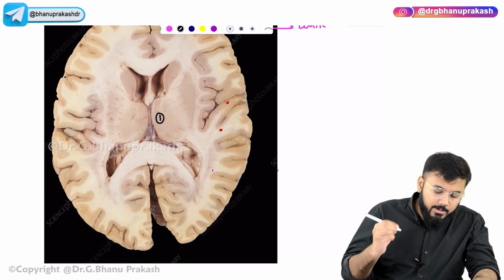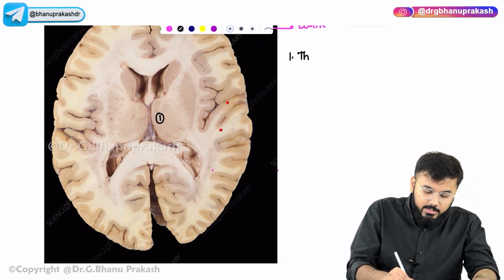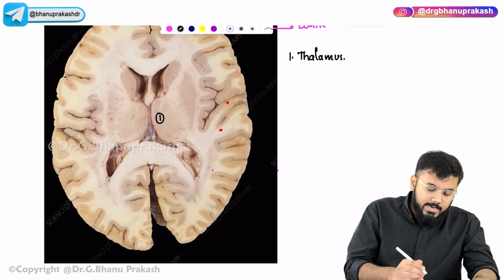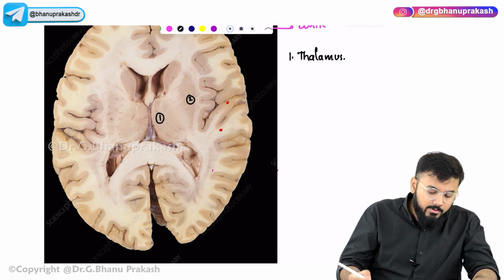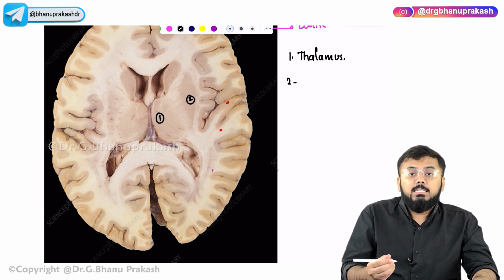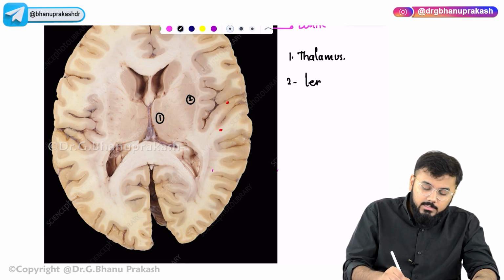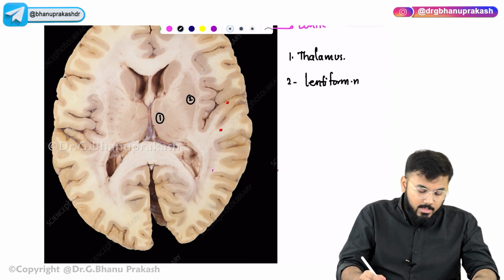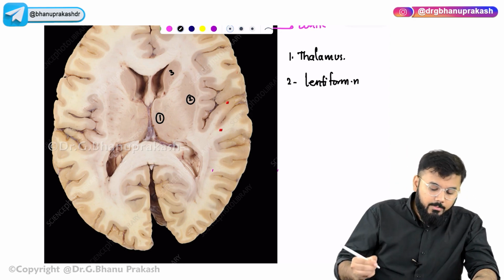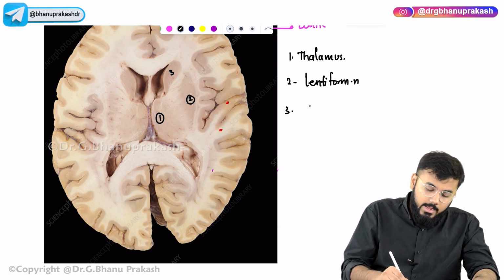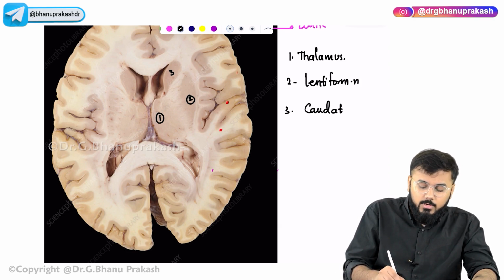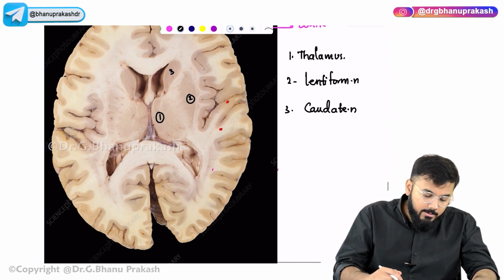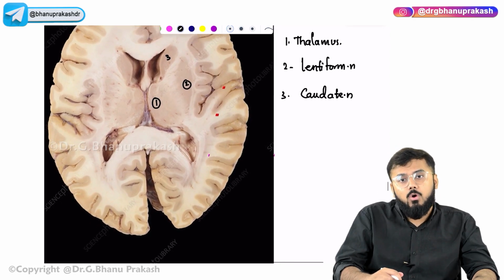Let me write down the numbers. The first number which I am writing over here is your thalamus. Just side to the thalamus, number 2, whatever I am writing over here, this is called your lentiform nucleus. Next, number 3, whatever I am writing over here, this is called your caudate nucleus. So 3 important nuclei are covered. One is thalamus, another one is lentiform, another one is your caudate nucleus.